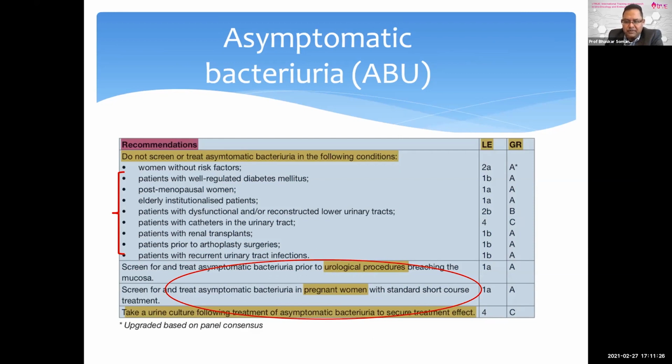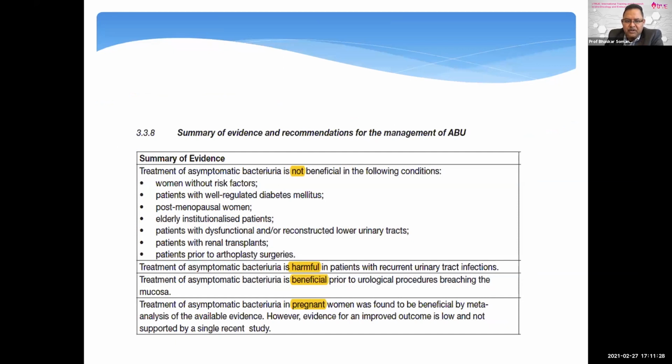after a urine culture. What is the summary of evidence? Again, as I said, you don't always need to treat. And remember, it's in fact harmful to treat patients who are asymptomatic with recurrent UTIs. You do not have to treat, or you might do more harm. It is, however, beneficial prior to urological procedures and in pregnancy.